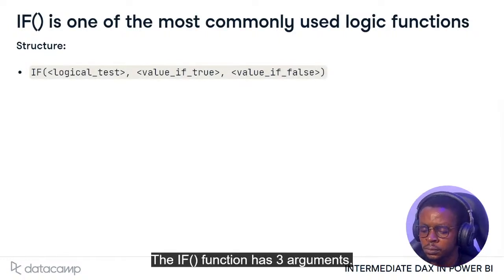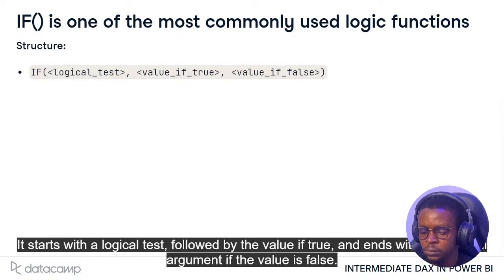The IF function has 3 arguments. It starts with a logical test, followed by the value if true, and ends with an optional argument if the value is false.